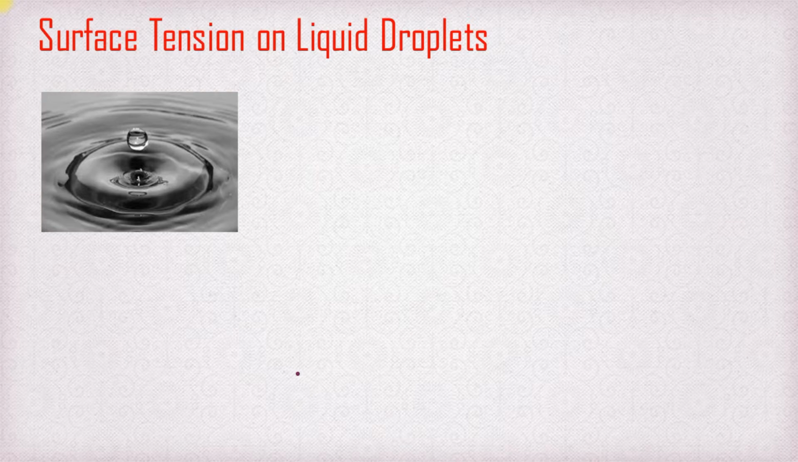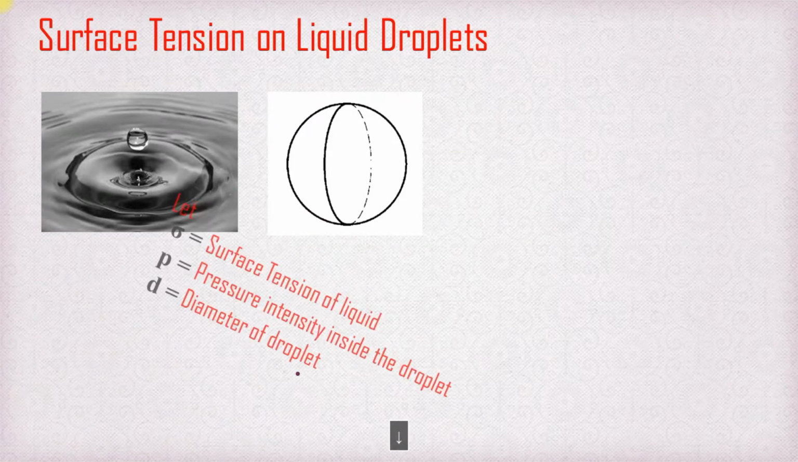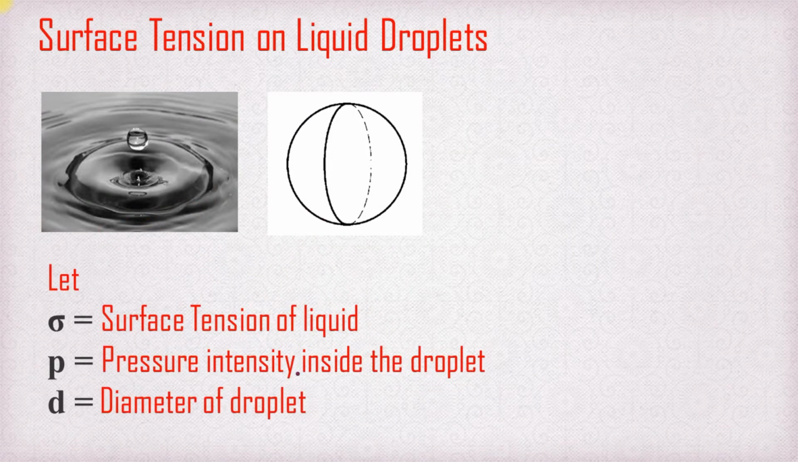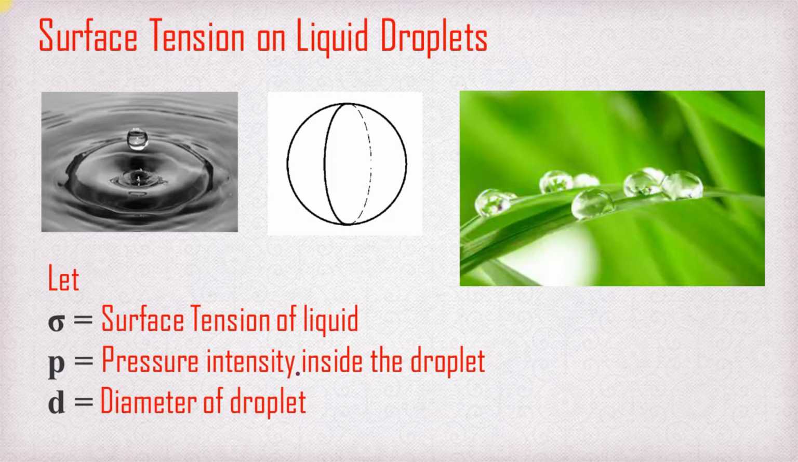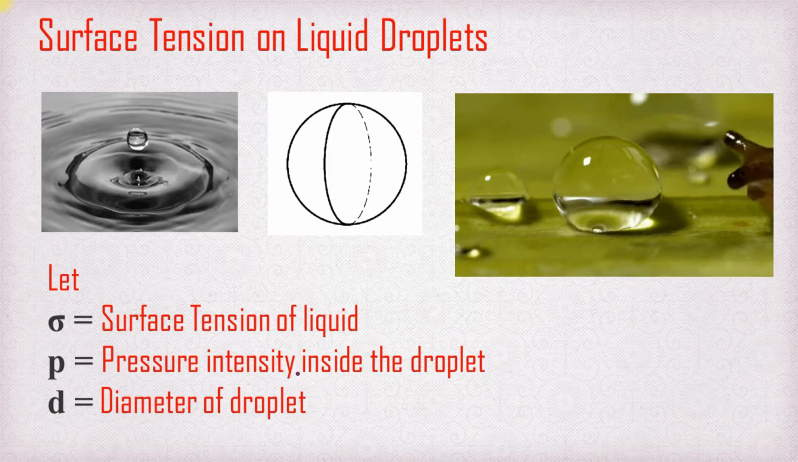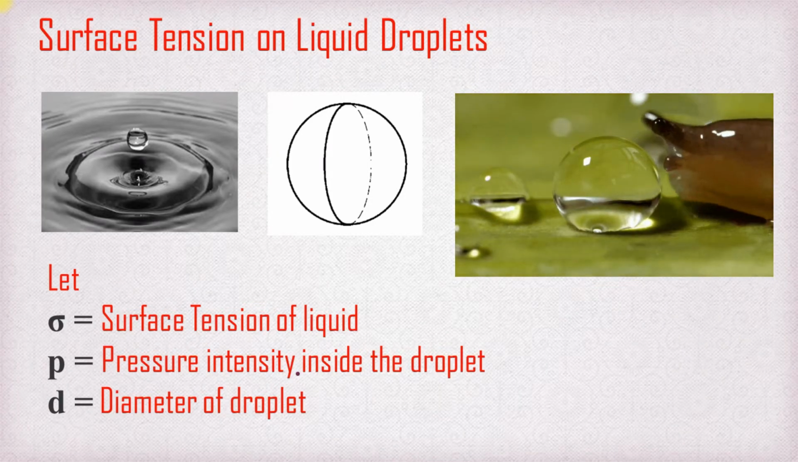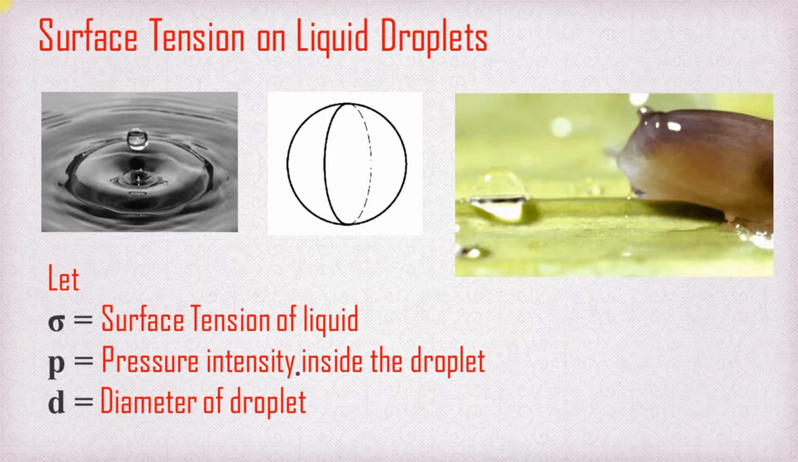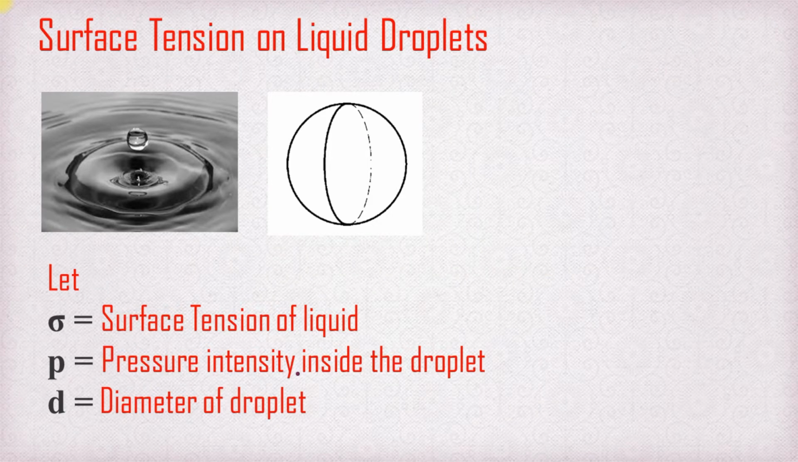Now we will derive the equation of surface tension for a liquid droplet. So here we are considering a small spherical droplet of liquid of radius r. On the entire surface of the droplet, the tensile force due to surface tension will be acting, and sigma is the surface tension of the liquid. Let sigma equal the surface tension of the liquid, P equal the pressure intensity inside the droplet, and D equal the diameter of the droplet. Let us consider the droplet is cut into two halves.